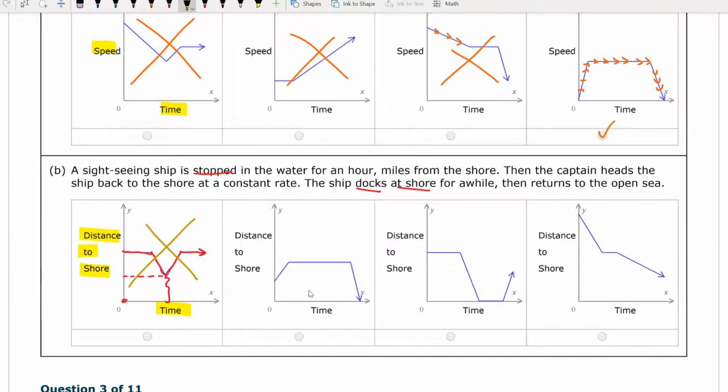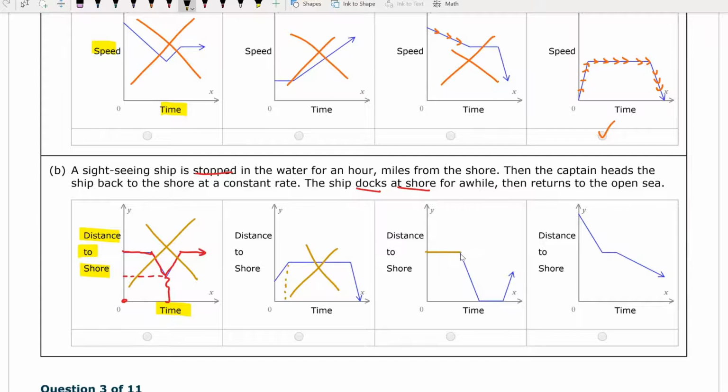Now in this one, the second graph says that as time goes by, the distance from the shore is increasing, which is already wrong. They say that it stopped in the water for an hour, sorry. So this is not correct from the beginning already. The second part, as time goes by, the distance is unchanged.